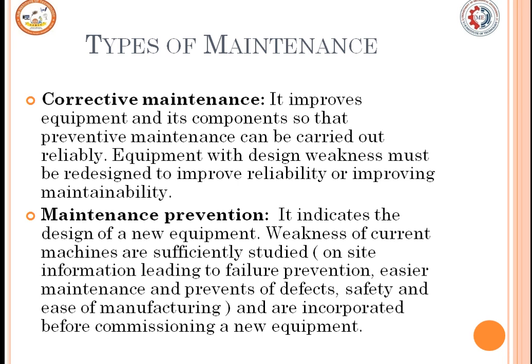The other types of maintenance we have are corrective maintenance and maintenance prevention. In corrective maintenance, equipment design weakness must be redesigned to improve the reliability or the maintainability. Maintenance prevention indicates the design of new equipment. Weakness of current machines are studied thoroughly, which will lead to failure prevention, and it is incorporated before commissioning a new equipment.